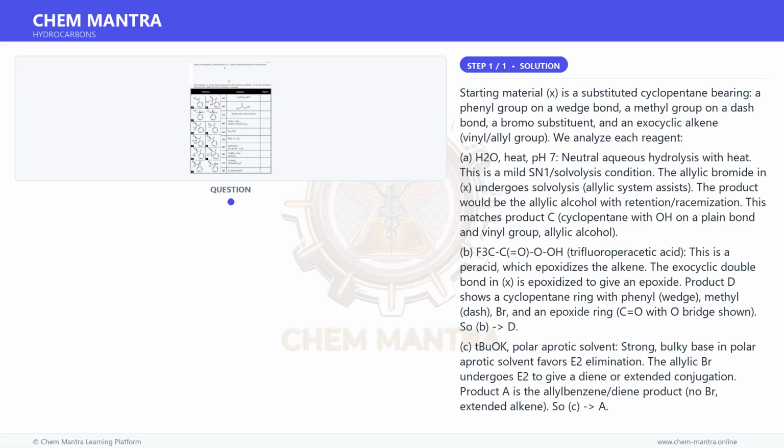The starting material is a substituted cyclopentane bearing a phenyl group on a wedge bond, a methyl group on a dash bond, a bromo substituent, and an exocyclic alkene, a vinyl allyl group.